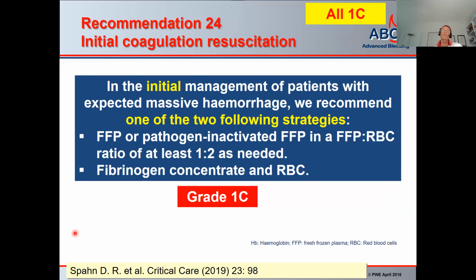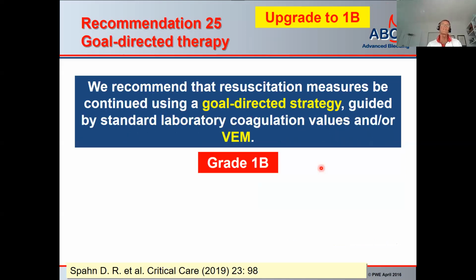So, and what do we do then initially? Initially, we offer in the European trauma treatment guidelines 2 strategies. You can give initially, but only initially, FFP and RBC in a 1:2 ratio, or much better, you give fibrinogen if needed and RBCs as needed. But this is only in the very first minutes.